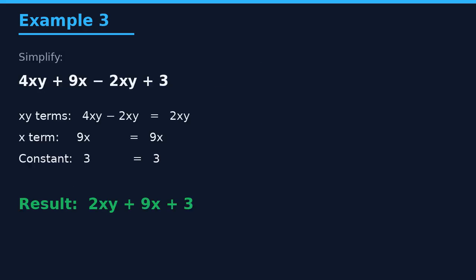Example 3. Simplify 4xy plus 9x minus 2xy plus 3. The xy terms combine to 2xy. 9x stays, 3 stays. Result, 2xy plus 9x plus 3.